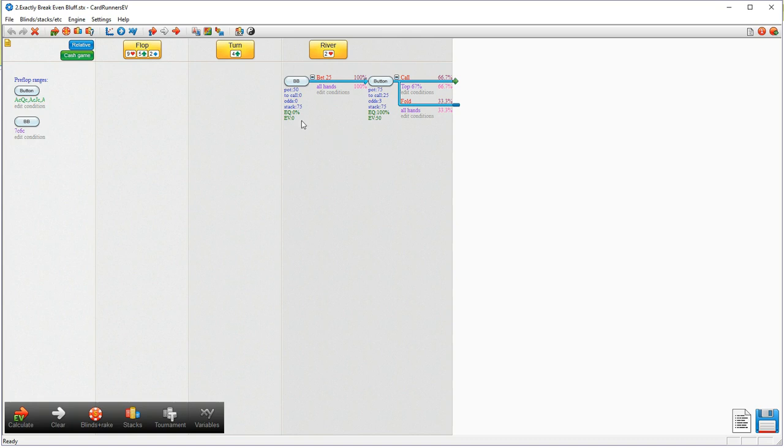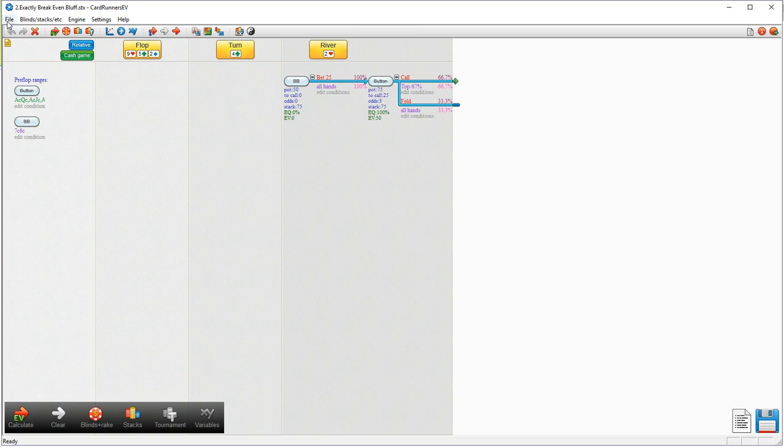Well, we can see in this case that the EV is 0. That's exactly what we expect. This is going to be a break-even bluff. And actually you can see that he's calling 66.7, so even a bit more precise than just 66. He's folding 33.3. The EV is 0. This is going to be a break-even bluff.